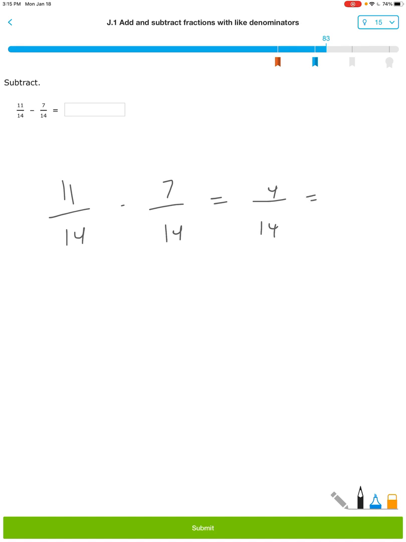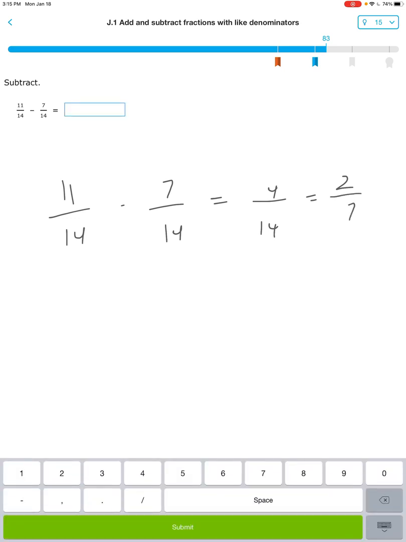And you may be able to reduce this problem. Okay, so if we reduce it, we would get 2 over 7. So we can answer it either way. So I'm going to go ahead and answer it as 4 over 14. And that'll give us our answer.